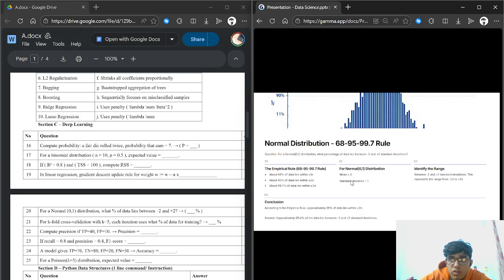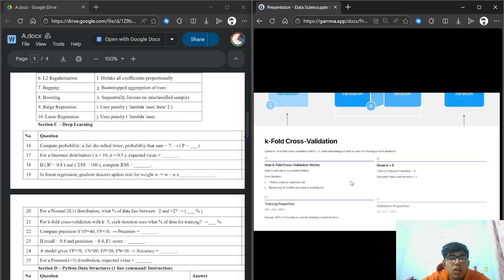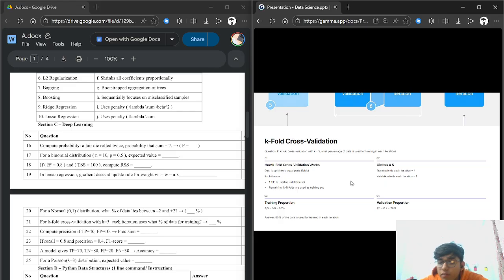Proceeding to the next question. For k-fold cross validation with k equal to 5, each iteration uses what percentage of training? So this is also a simple question. The data is split into 5 parts. During each iteration, 4 folds are used for training and 1 fold is used for testing. Therefore, the percentage is 80%. 80% of the data is being trained on, and 20% of the data is being used for validation purposes. Right. So it's an easy question again.